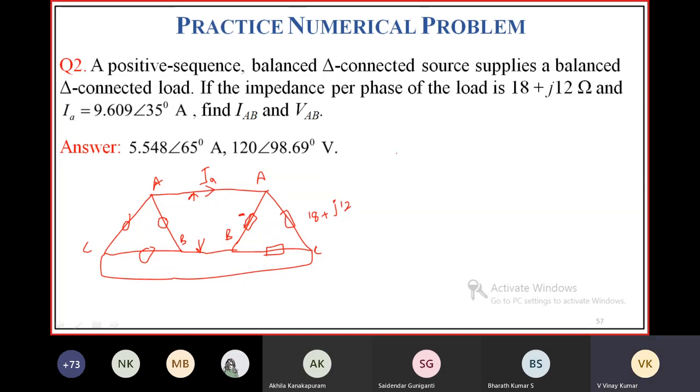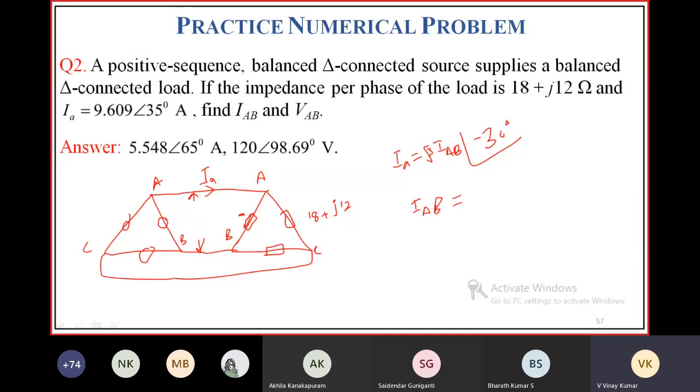You know, right? Line current IA is equal to phase current IAB times root 3, at an angle of minus 30 degrees. So from this IAB, you know, in case of delta connection, line current is equal to root 3 times phase current.